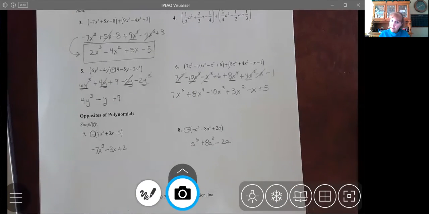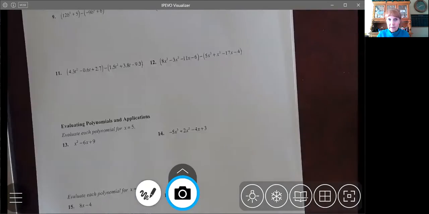Okay, and that's your answer. That's all you can do. There are no like terms. You've got a 6th power, a 3rd power, and a 1st power. You cannot combine those coefficients in front of those. All right, let's turn it over and see what we've got.